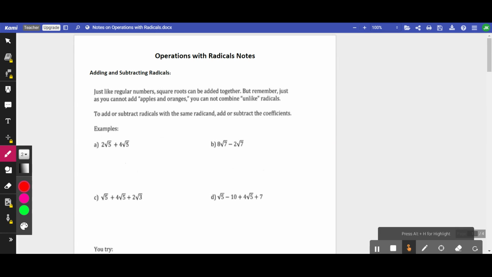So last week you learned how to simplify radicals. Today you're learning how to perform operations with radicals. So we're going to start with adding and subtracting.